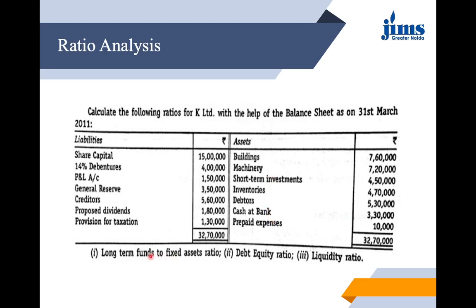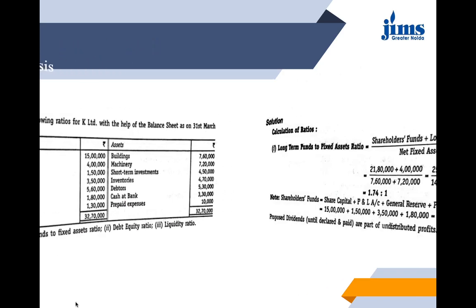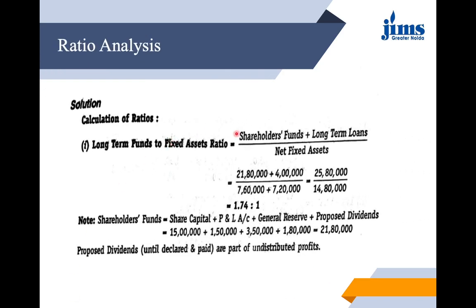Let us begin with the long-term funds to fixed assets ratio. For that we need to find out the long-term funds first of all, for which you have the shareholders fund plus the long-term loans. For shareholders fund, let us see how to calculate the amount. You know that it is share capital plus P&L account plus general reserve plus the proposed dividend. These are the only items given here, and we have included proposed dividends because until declared and paid they are part of your undistributed profits only.